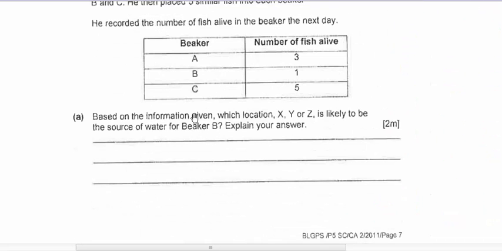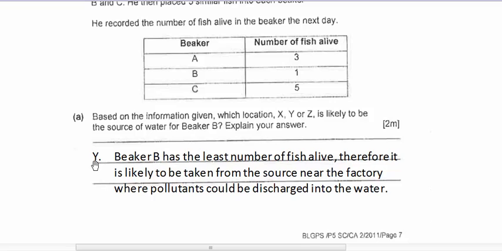Okay. Now you need to explain your answer, and your explanation is as such. Alright, so Y, because beaker B has the least number of fish alive. Therefore, it's likely to be taken from the source near the factory where pollutants could be discharged into the water. Now, you're not wrong if you also talk about the farm where pesticides or chemicals are washed into the water. So you can either talk about the factory or the farm.